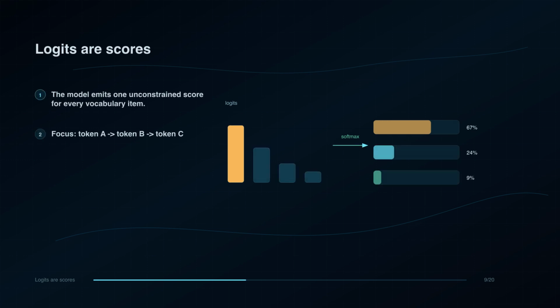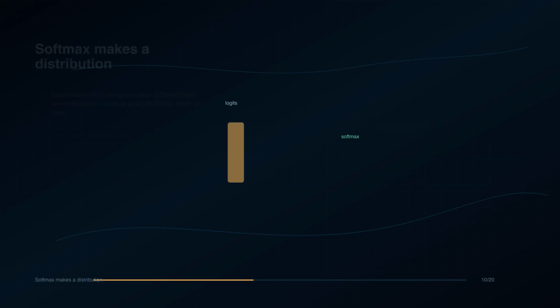Now connect tensors to language prediction. At a token position, the model produces 1 score for every vocabulary item. If the vocabulary contains 50,000 tokens, the score vector has 50,000 values. These scores are logits. A logit is not a probability. It can be positive or negative, and the values do not add to 1. What matters is their relative size. A token with a larger logit is preferred over a token with a smaller one.